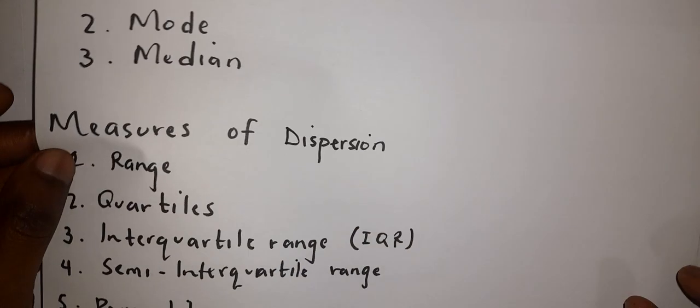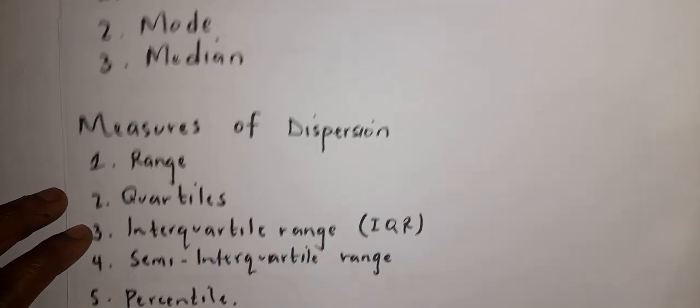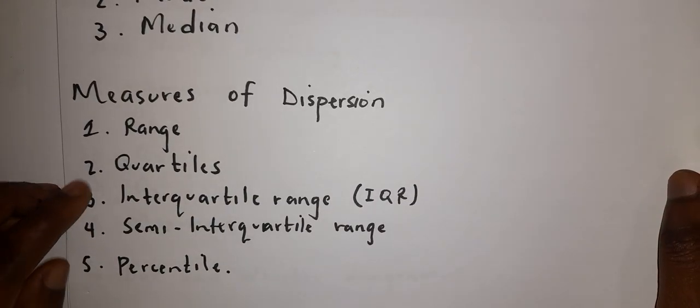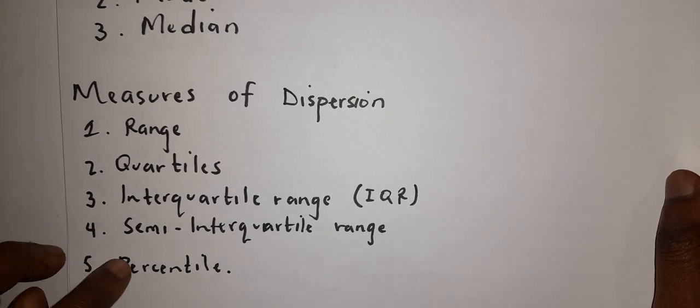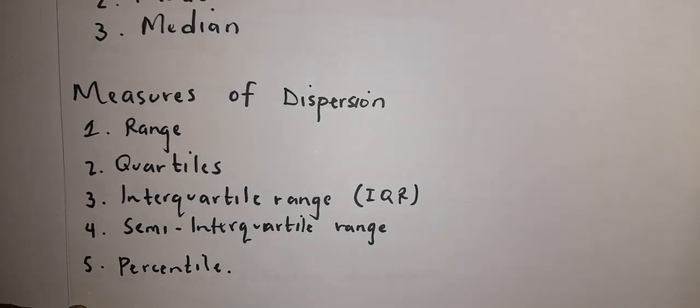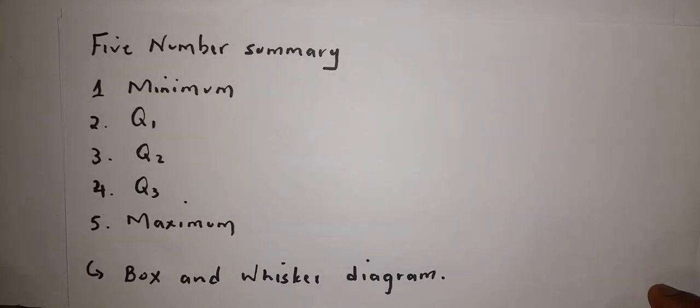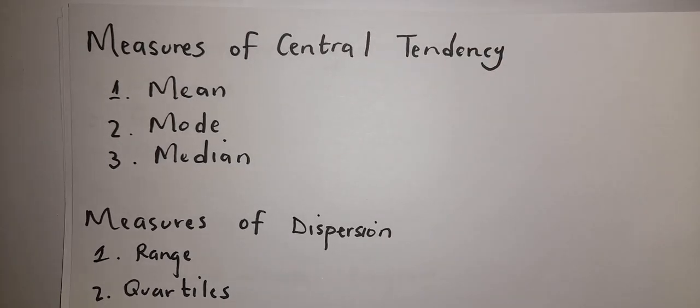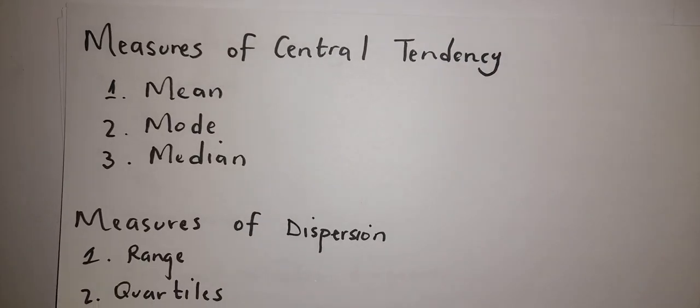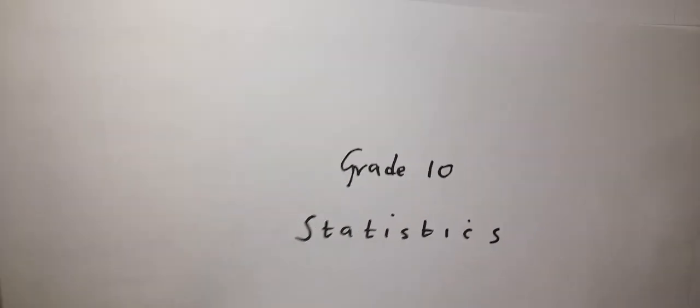And then we're also going to be looking at measures of dispersion, which talks about the range, the quartiles, the interquartile range, the semi-interquartile range, as well as the percentiles. And then lastly, we'll look at the 5-number summary, which will lead us to the box and whisker diagram. Right, great. I'm just going to try and cover all these with an example. Without any waste of time again, let's just quickly look at the example that I want to look at.